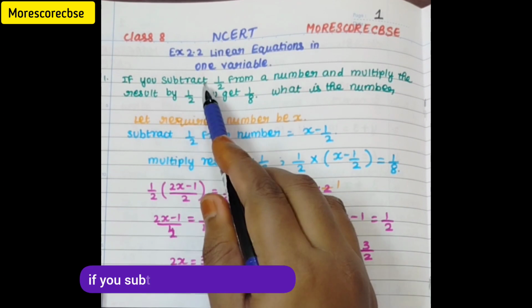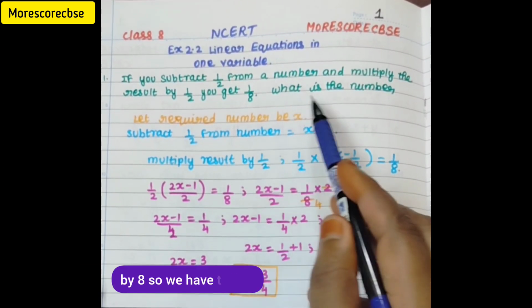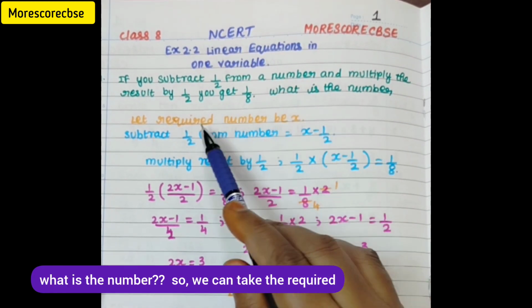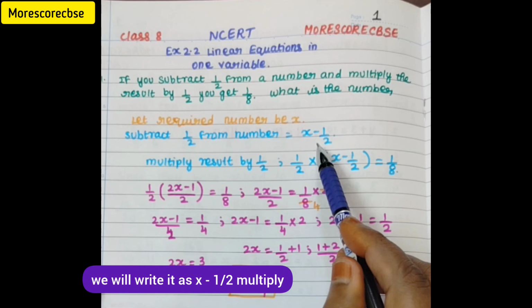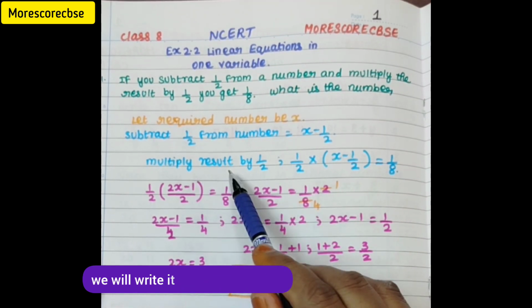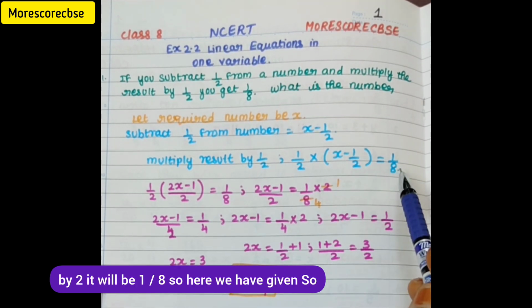First sum, if you subtract 1/2 from a number and multiply the result by 1/2, you get 1/8. So we have to find what the number is. We can take the required number as x. Subtracting 1/2 from the number, we write it as x minus 1/2. Multiply the result by 1/2. So 1/2 into (x minus 1/2) equals 1/8.